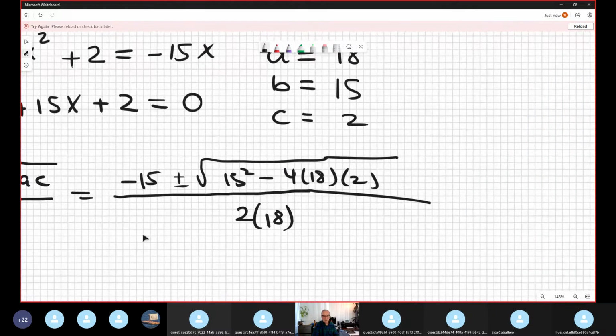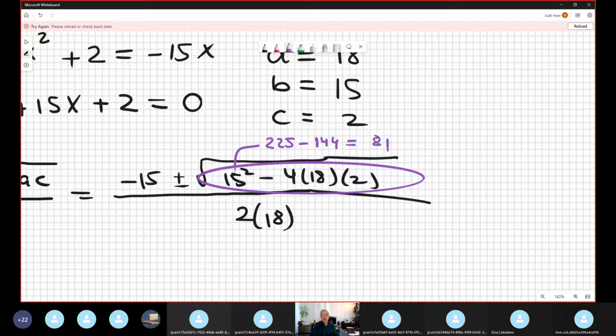I don't do any operation, only replace. Now I focus on the complicated part. What is the complicated part? The part inside the radical. Of course, I have a calculator to do it fast. This is 15 squared, 225. And now multiply 4 times 18 times 2, which is 144. And now subtraction, 81. And now square root. I like that because it's a perfect square, 9.